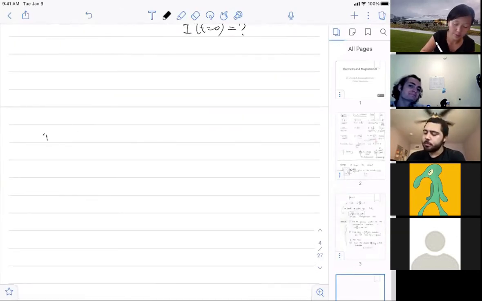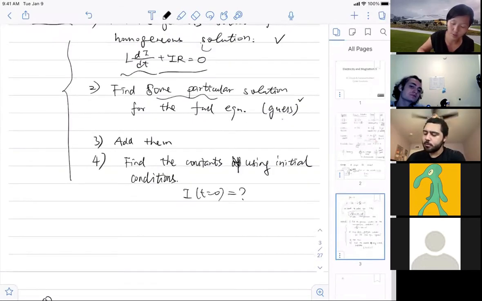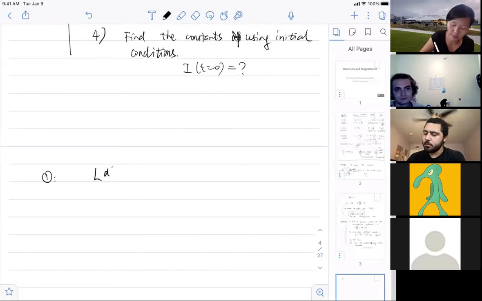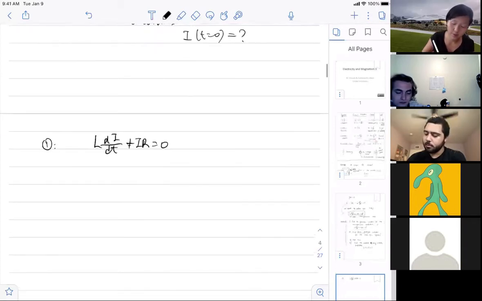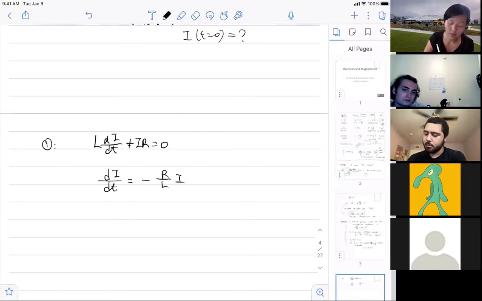So the first step is to find a general solution to the homogeneous differential equation, which is L di/dt plus IR is equal to 0. Now this one we know, we can easily solve it. If I simply divide by L on both sides, I get di/dt equals negative R over L times current I. Then move I all to the other side: di over I is equal to negative R over L times dt.